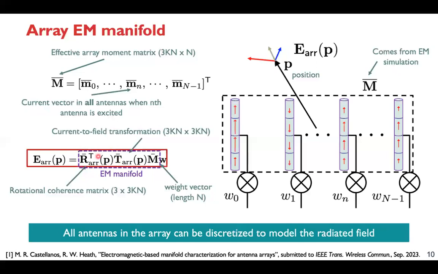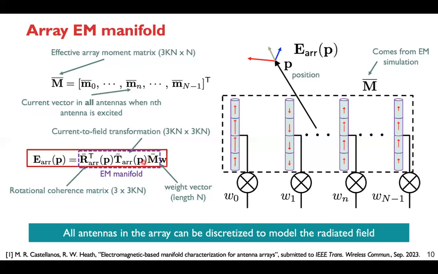The second component here is the rotational coherence matrix. And this is accounted for because the current to field transformation is assuming local coordinates for each of those Hertzian dipoles. And so we want to make sure that we're adding all of the field components in the same spherical basis, right? And so as long as all of the components are aligned, we can superimpose them together to obtain the radiated field.